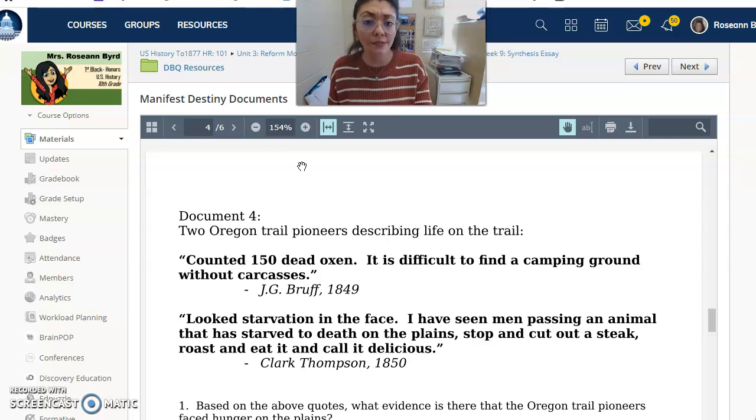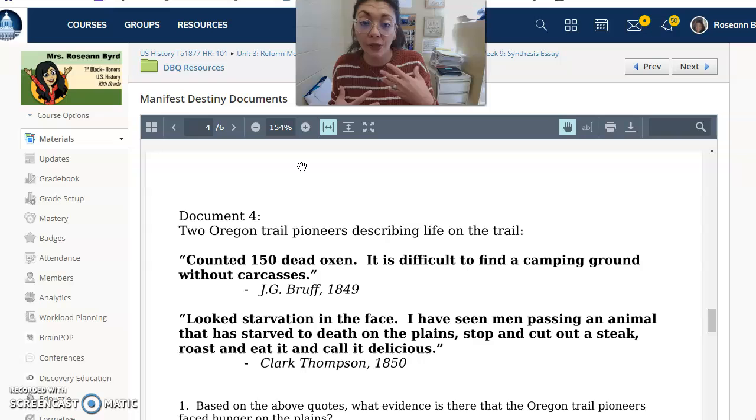What you see here is the hardships of westward expansion, or the hardships of the pioneers. So decide how you're going to use the document, if you are going to use the document. There are 7 documents total, and you only have to use 5 to earn those 40 points.